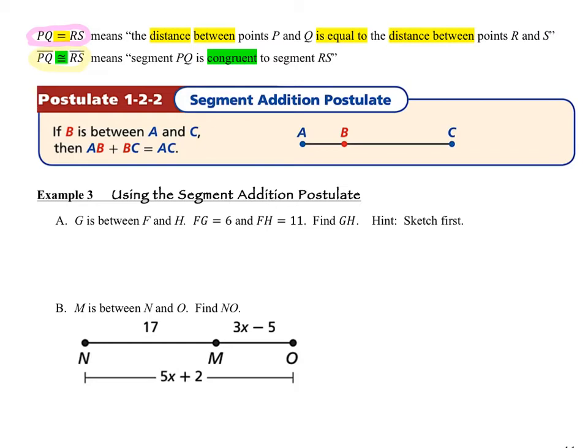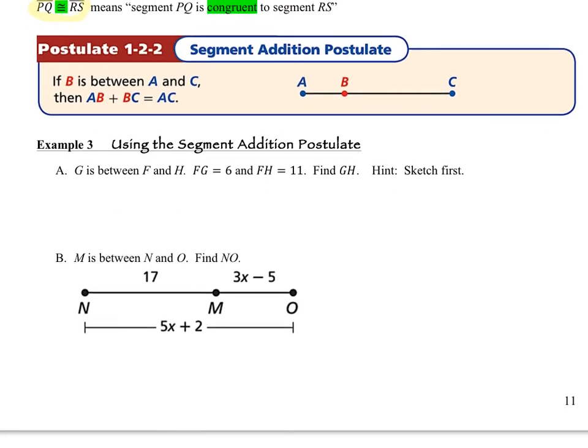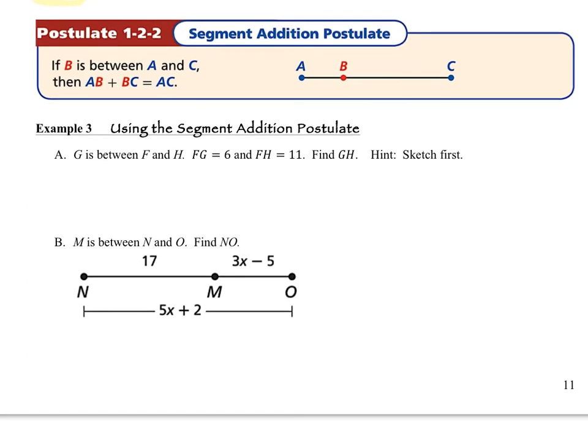Let's take a look now at the segment addition postulate. In the segment addition postulate, it says if there's a point B between points A and C, then the distance from A to B plus the distance from B to C is equal to the distance from A to C. This seems very straightforward, but it's going to give us some power. It's going to allow us to practice our algebra skills and also use our new geometry skills.